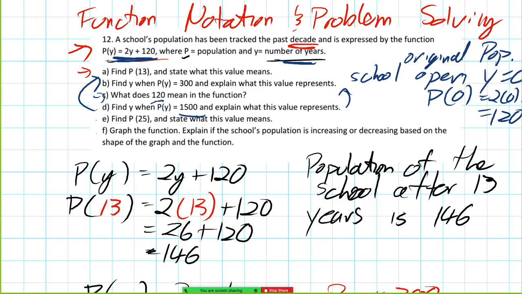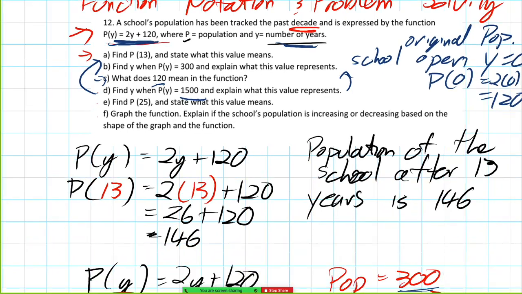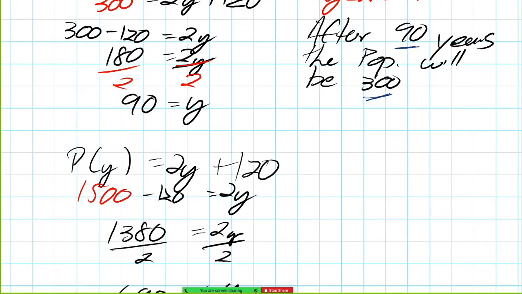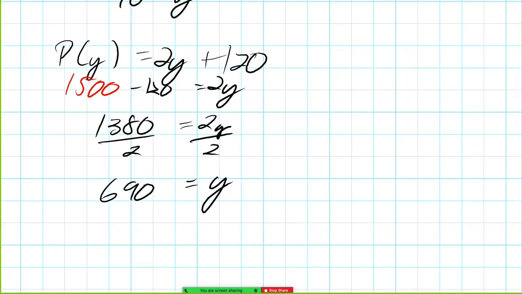Graph the function. Explain if the school's population is increasing or decreasing based on the shape of the graph of the function. Okay. By looking at this function, if we remember our algebraic rules, we can very quickly figure out what this is. We'll use a graphing calculator to help us out.